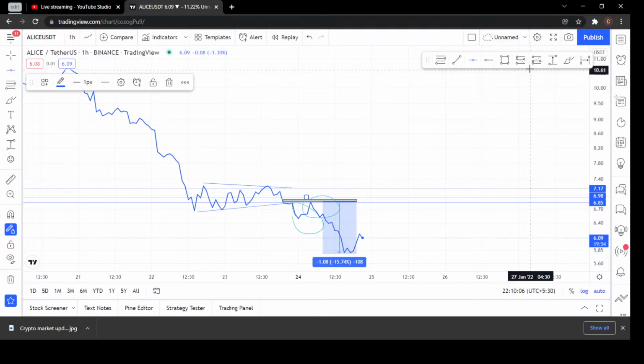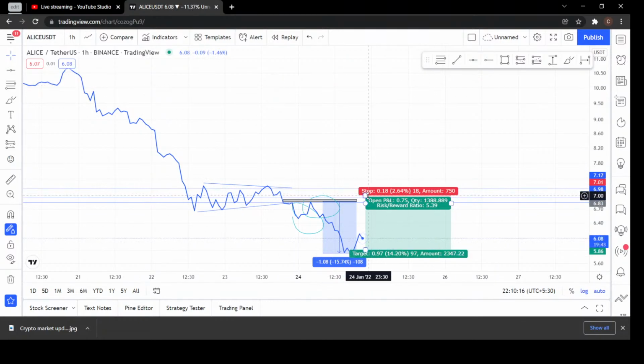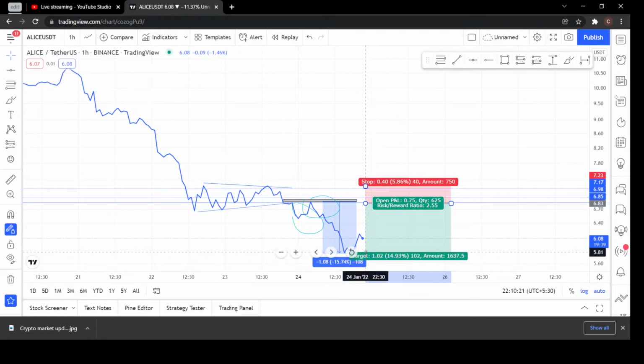Why? Because when you are trading, even if you are trading right here, let's say you trade it right here, you need to have a stop loss. That's all you need to do. Wherever you keep your stop loss, you need to keep a 2% stop loss, 5% stop loss. Depending upon that, you keep a stop loss.